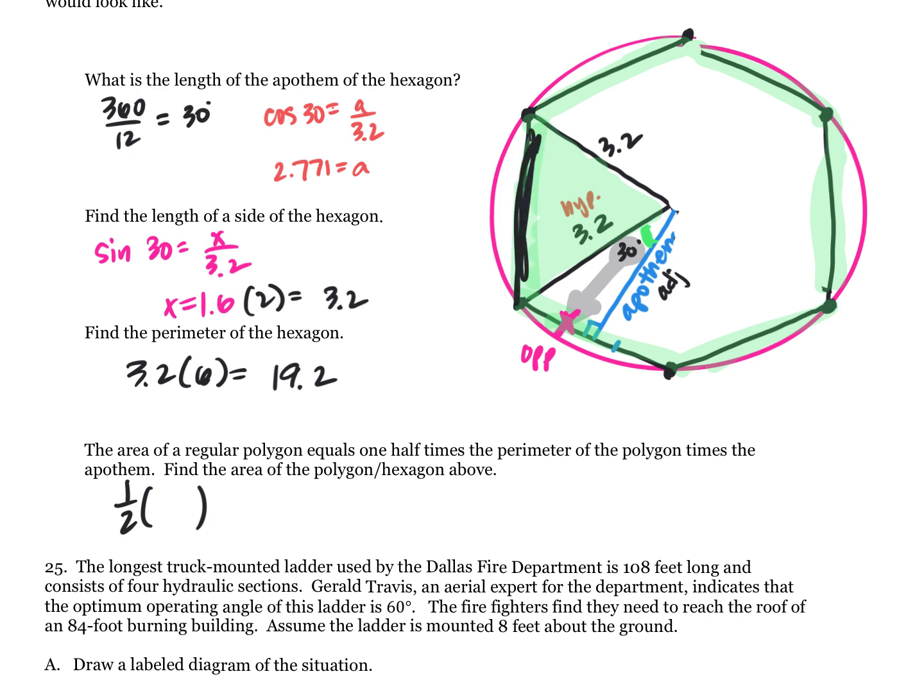So I'm going to do 1/2. What's the base that we just found out? 3.2. What was the height? That's the apothem. What was the apothem? 2.771. That's the area of one triangle. What do we have to do to get the area of the whole hexagon? Times 6. I'm going to show you what these words meant in just a second.